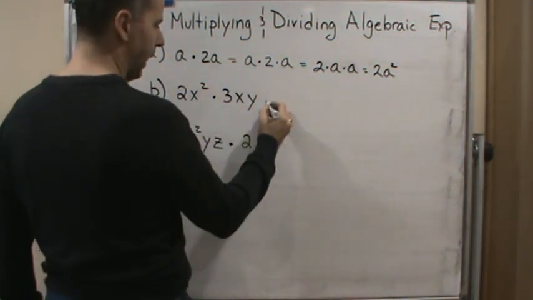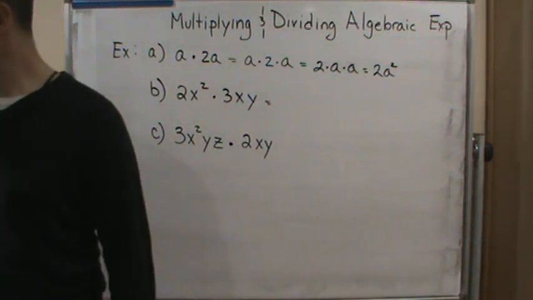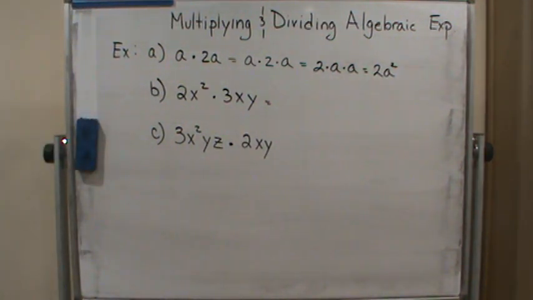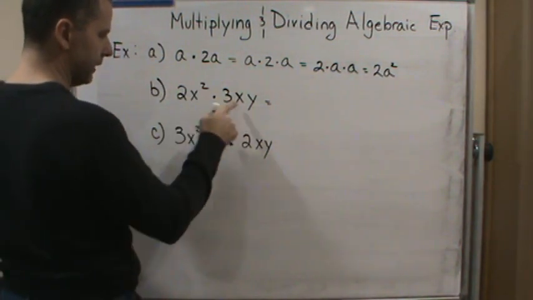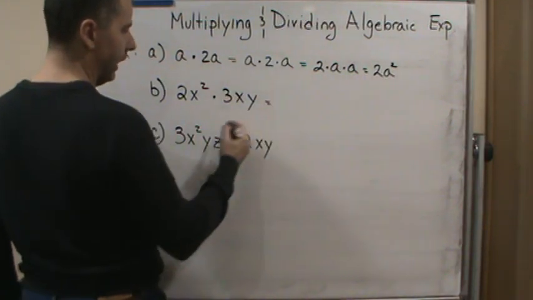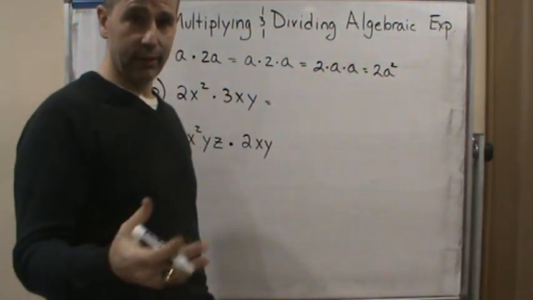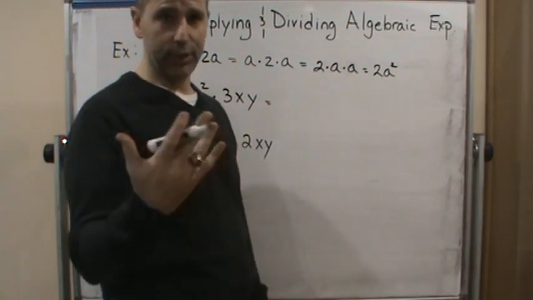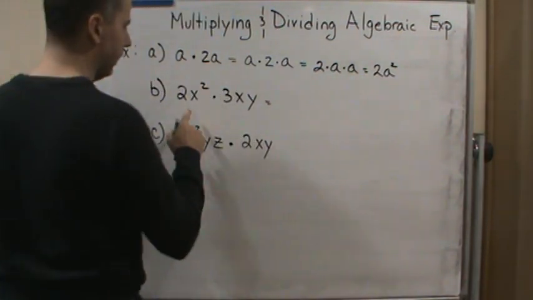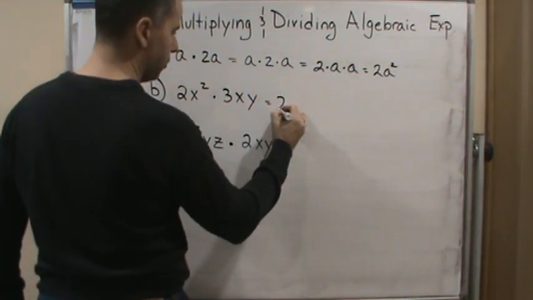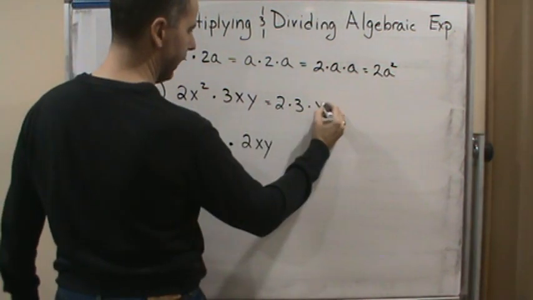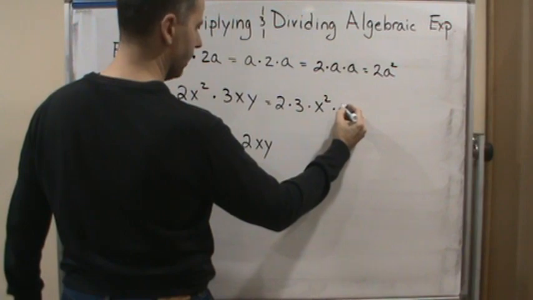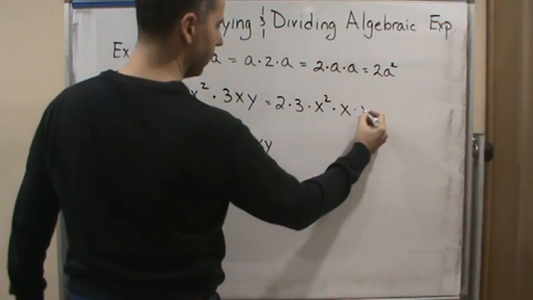Okay, now what about this one? I'm going to do the exact same thing. I'm going to use the commutative property to move things around and group like variables. So I'm going to put the constants together, I'm going to put the x's together, and then of course the y will be by itself. Now again, typically we put the variables in alphabetical order. You don't have to, but that's typically what we do. So we're going to do 2 times 3 times x squared times x times y.